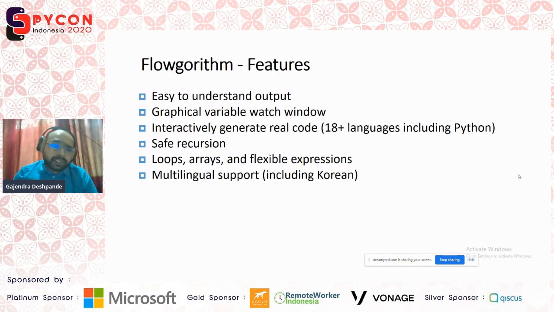Features of Flowgorithm are: it is easy to understand the output. A graphical variable watch window is available. You can interactively generate real code, so 18 plus languages are supported, including Python. Safe recursion is supported. Loops, arrays, and flexible expressions are supported. Then multilingual support is provided.